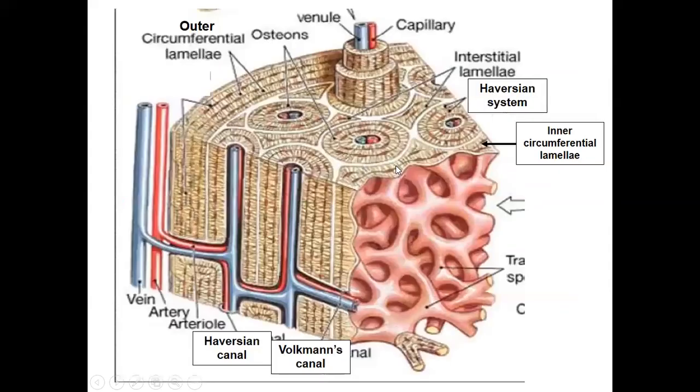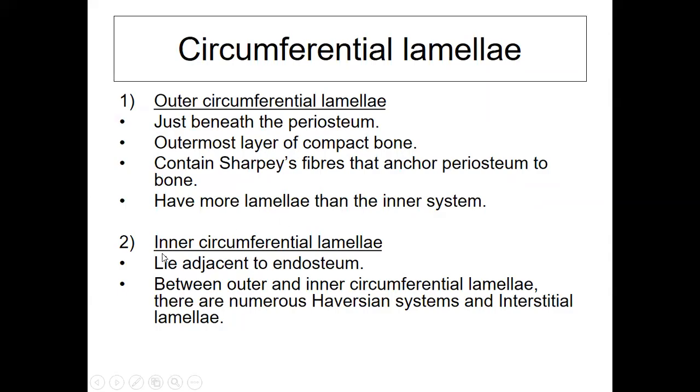Okay, so this is the inner circumferential lamella. It lies adjacent to the endosteum. And between the outer and the inner circumferential lamella, there are numerous Haversian systems.